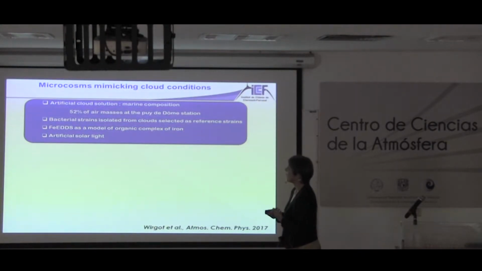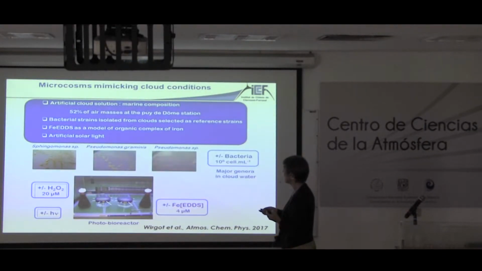This time we used microbes that we knew, and we described what we call a microcosm mimicking cloud water conditions. So we have used an artificial cloud solution. So we have in the lab now a solution that mimics the marine composition of the clouds, which are the most often found at the Puy de Dôme station. Then we have used bacterial strains isolated from clouds, which are selected as reference strains. They are mainly the Pseudomonas, as we have seen, they are the most important. Then we have used a model of iron complex to, in fact, produce these radicals. And we have used artificial solar light that mimics the light which is in clouds.